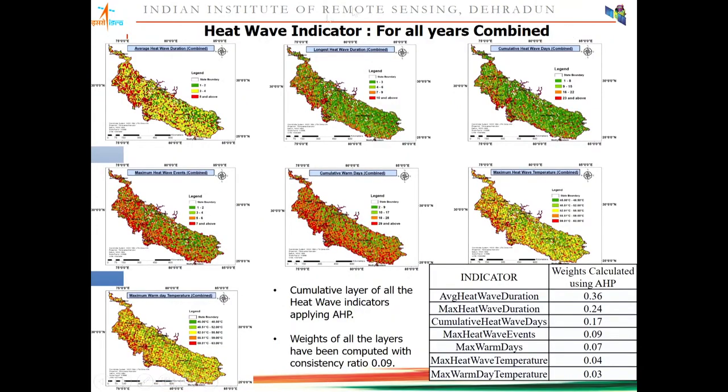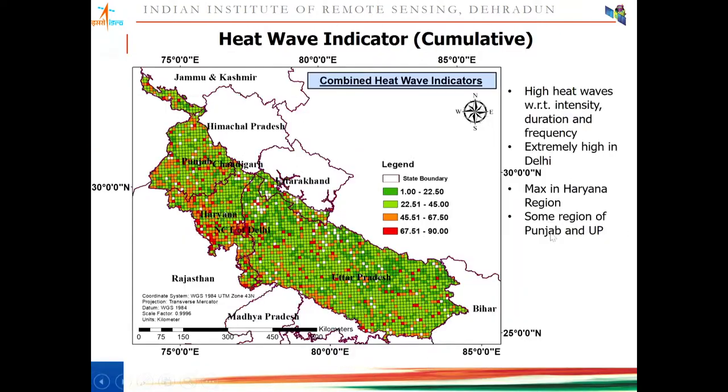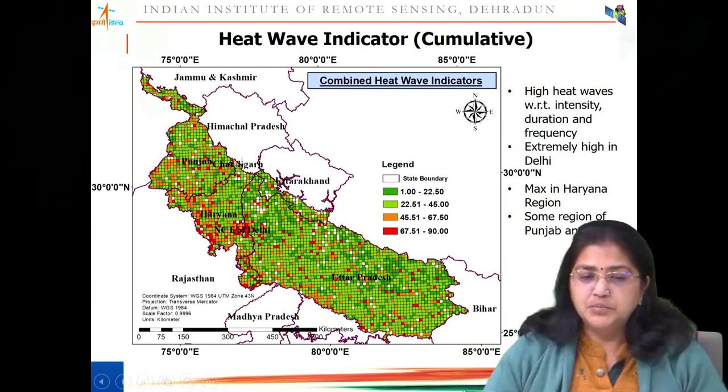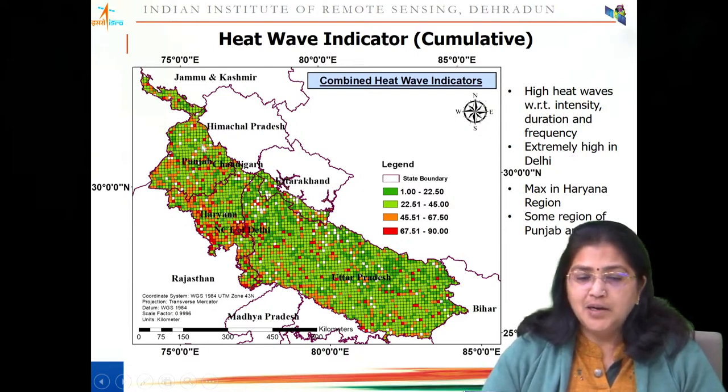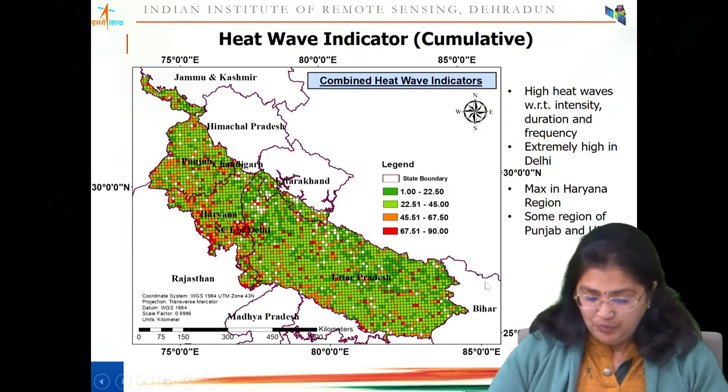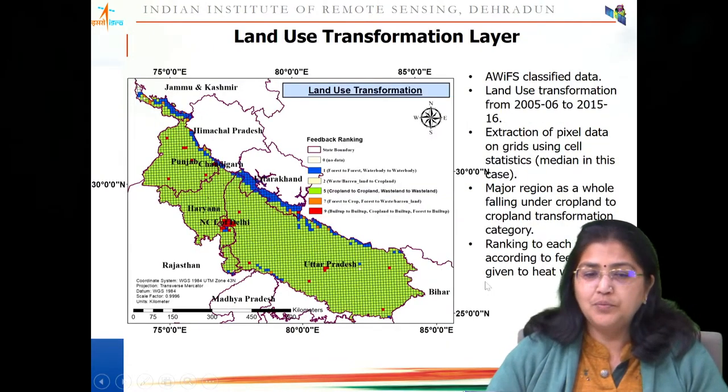So all 7 heat wave indicators have been calculated, and using weights calculated using AHP, they have been combined together, and a combined heat wave indicator layer was generated. Here we have found that Delhi is showing quite a high heat wave indicator value, and the Haryana region and some regions of Punjab and UP are also showing high values of heat wave.